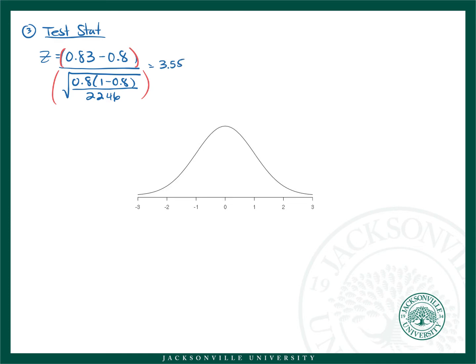So if you want to visualize this problem, we're using the normal distribution here, which gives us probabilities for a sampling distribution of sample proportions. So our p-naught value of 0.8 is in the center with a z-score of 0.